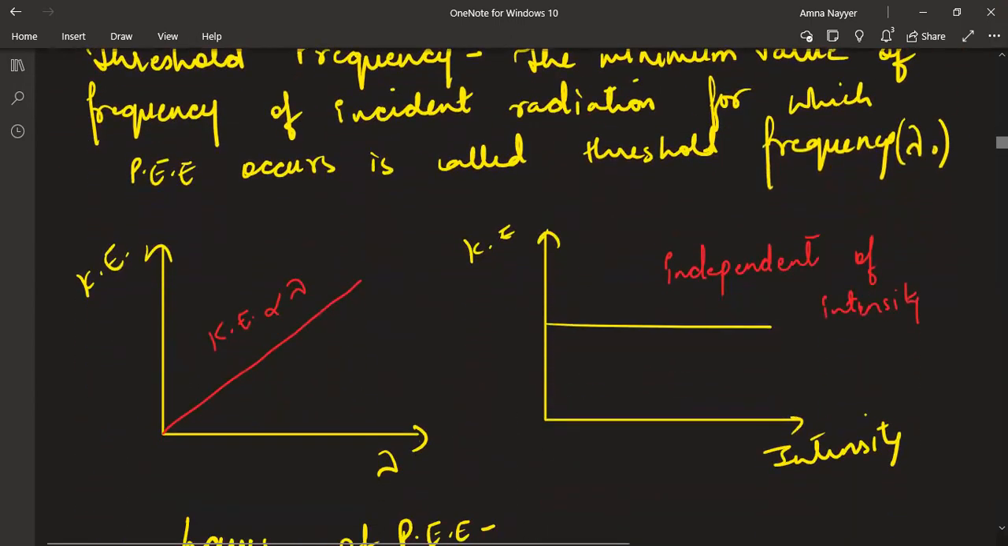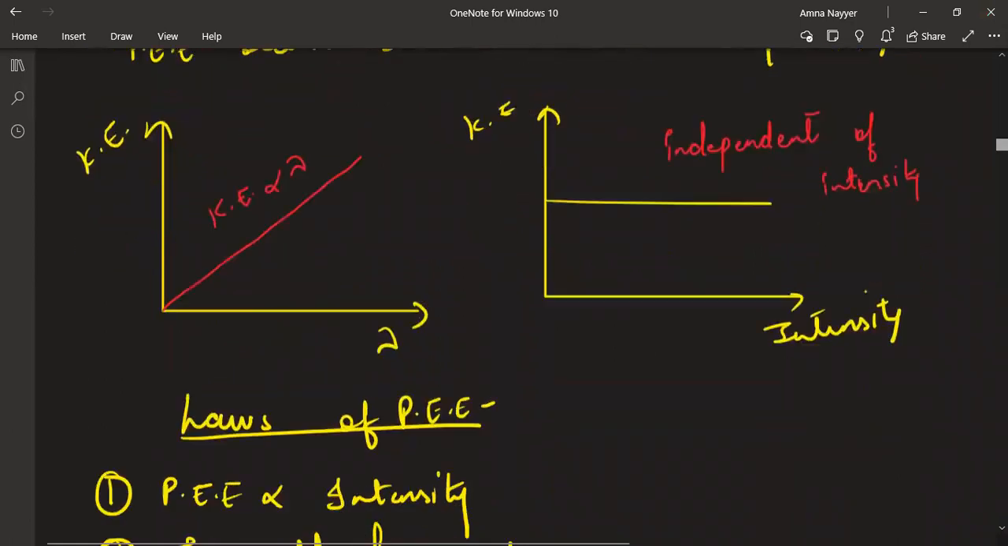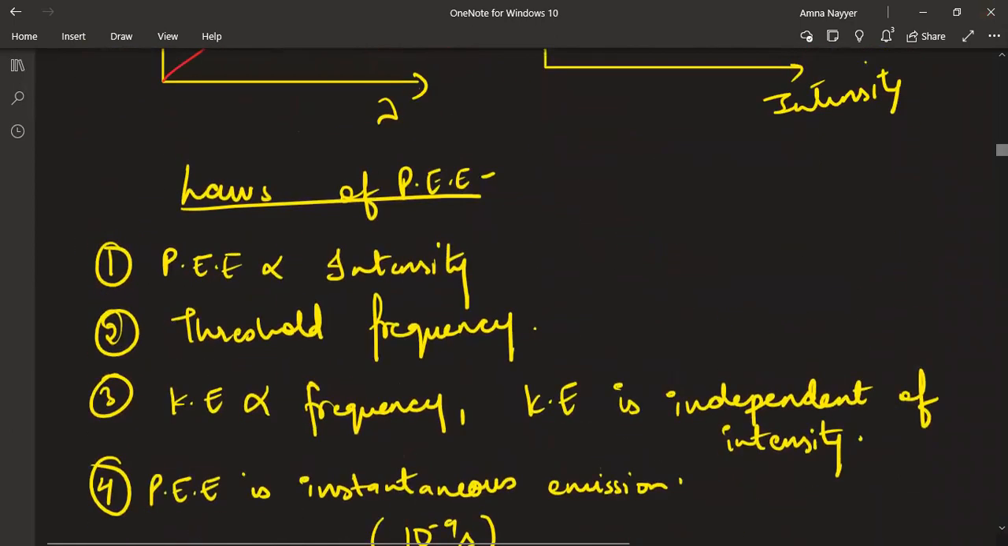Now I'll tell you the laws of photoelectric effect. If a separate question comes, mention them. In your notes, it will be written properly, so do revise it from your notes. Now see, we did the graph of photoelectric current versus intensity. That is actually the first law of photoelectric effect. Then secondly, we talked about threshold frequency, the minimum frequency which is required. That is the second law of photoelectric effect.